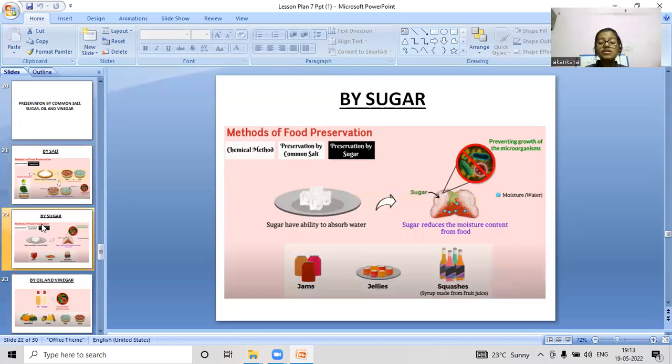Now coming to the next, how sugar can be used as a food preservative. Sugar has the ability to absorb water. So whenever we put it on food, sugar reduces the moisture content from the food, so it does not get spoiled so easily. It is used in jams, jellies, and squashes, right? So this is how sugar is used.